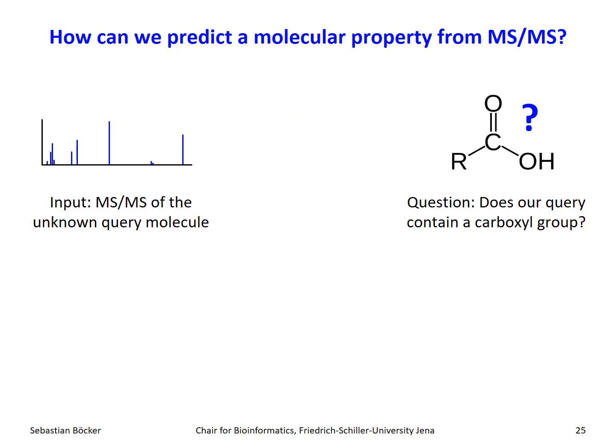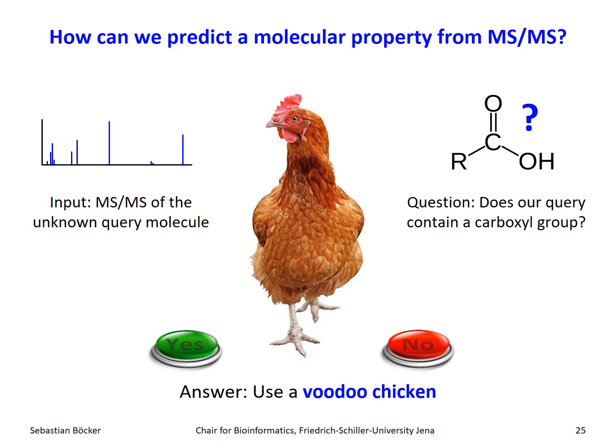Now, what we could use to predict such a molecular property, remember, 1 bit of the fingerprint, we could try that using a voodoo chicken. A voodoo chicken looks at the query MS, and then it decides, does the molecule that produced this spectrum contain a carboxyl group, yes or no? Okay, and if the answer is yes, it picks on the yes button, and if it's no, it will do it here. Now, a lot of people have asked me, why do I mention a voodoo chicken here?